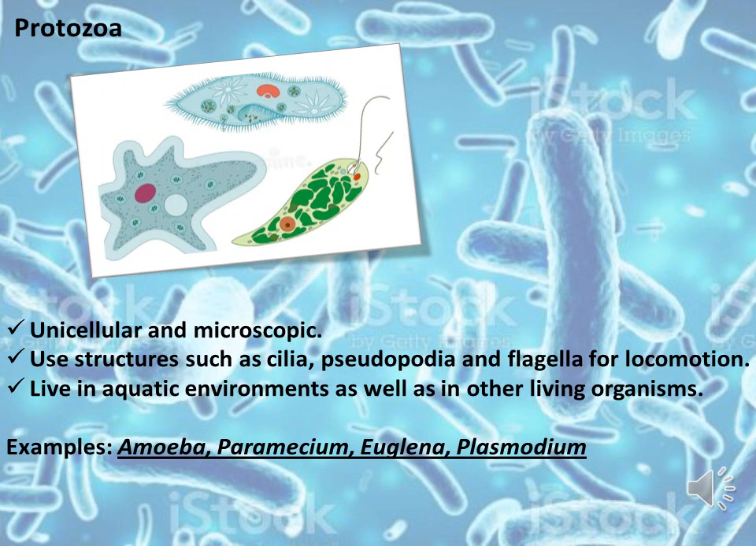Protozoa. Unicellular and microscopic. Use structures such as cilia, pseudopodia and flagella for locomotion. Live in aquatic environments as well as in other living organisms. Examples: amoeba, paramecium, euglena, plasmodium.